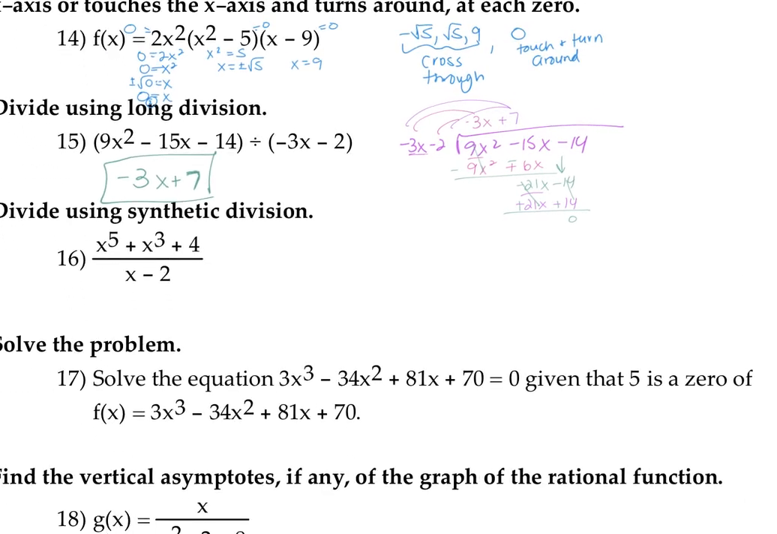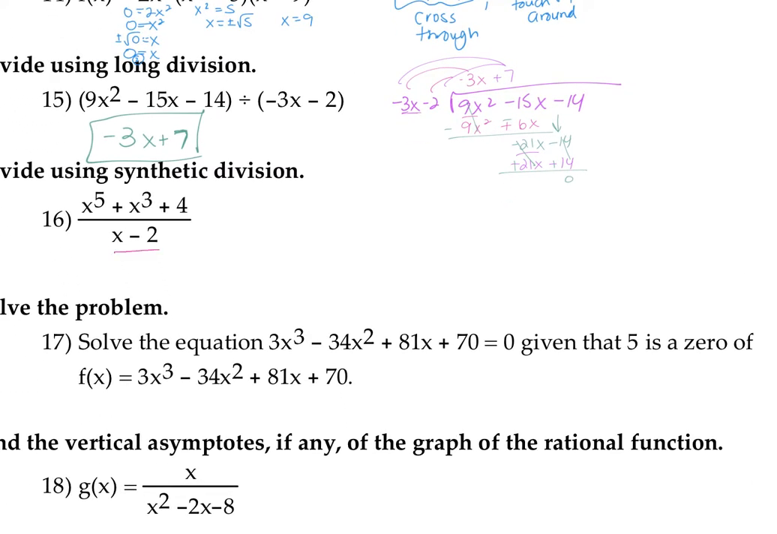16 says to divide using synthetic. So on the outside goes the opposite of what follows x. It's a positive 2. This is missing the x to the 4th term, the x squared and the x term. So they're all going to get zeros. So I'd start with 1 for the x to the 5th, 0 for the x to the 4th, 1 for the x to the 3rd, 0 for the x to the 2nd, 0 for the x, and then 4.